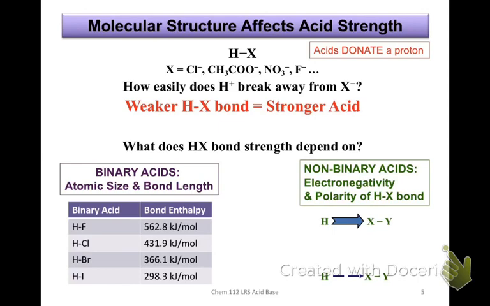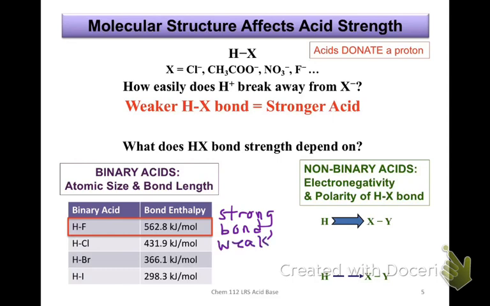you need to know. For the binary acids, binary means that you're combining a proton directly bonded to one element. So HF, HCl, HBr, and HI all have a bond directly to that proton. In this case, we can just look at the bond enthalpy. That tells you about the bond strength. You can see that HF has the largest bond enthalpy. It's a very strong bond. It's hard to pull that proton off, and therefore HF is a weak acid. It's not one of our 7 strong acids.